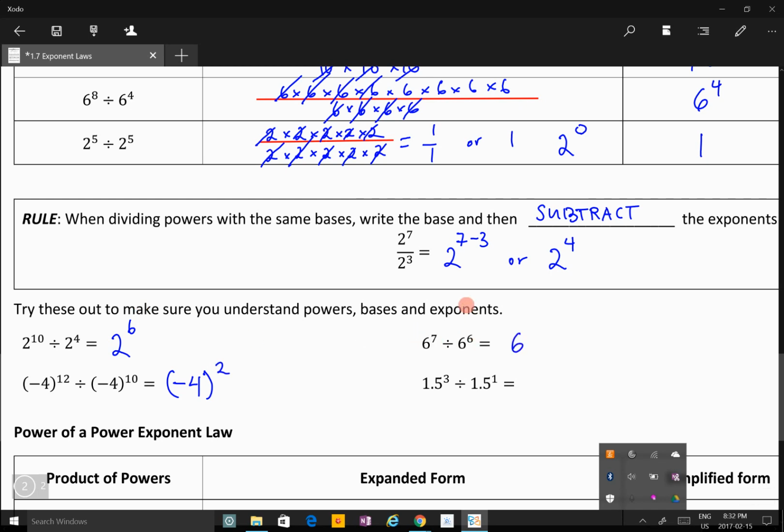6 to the power of 7 divided by 6 to the power of 6. Write down your base once, subtract the exponents. 7 minus 6 is equal to 1, and that's 6. So I can say just 6. If it's anything raised to the power of 1, you don't need to write it like this. Just simplify it to just this base itself, 6.